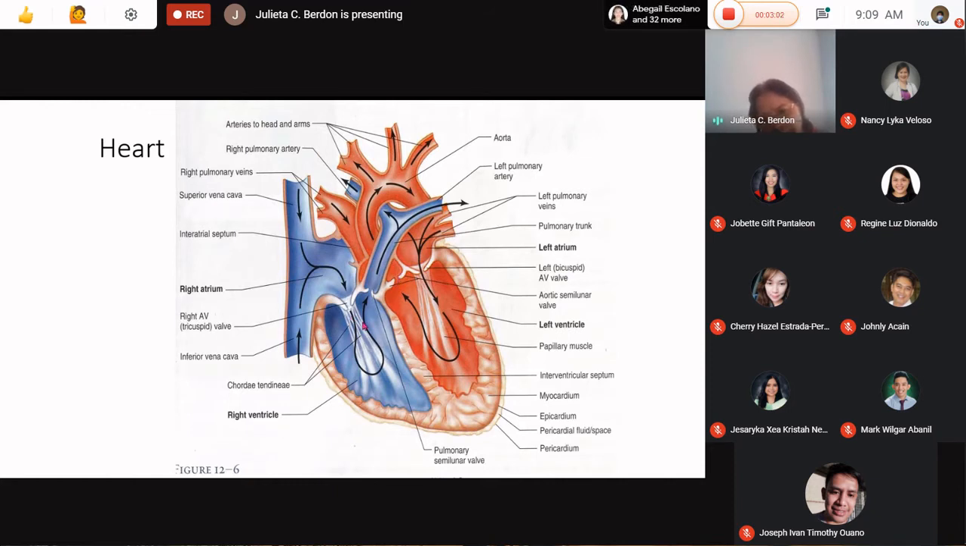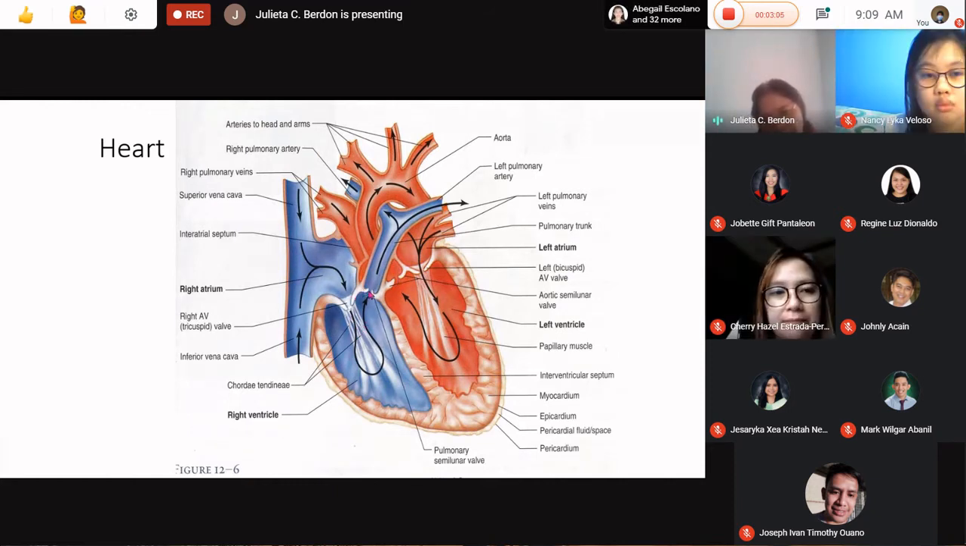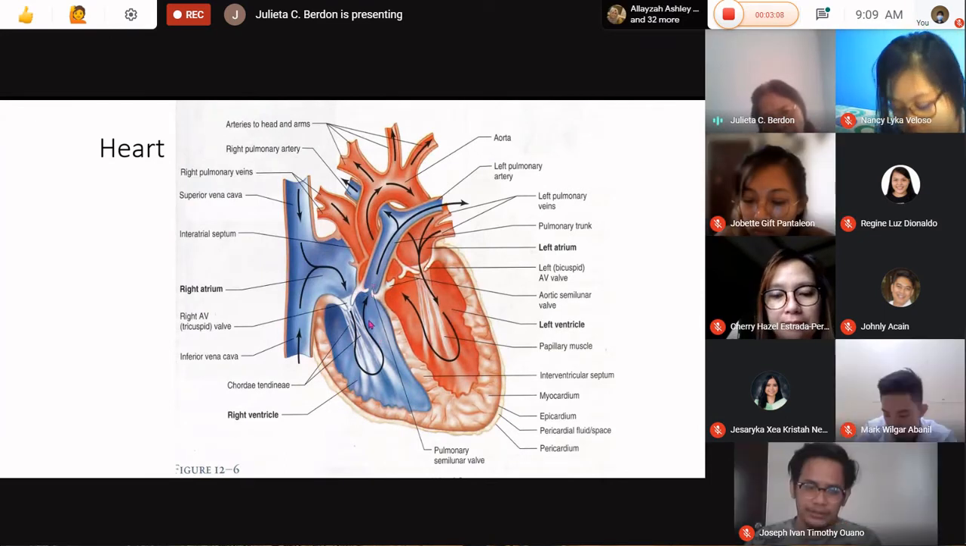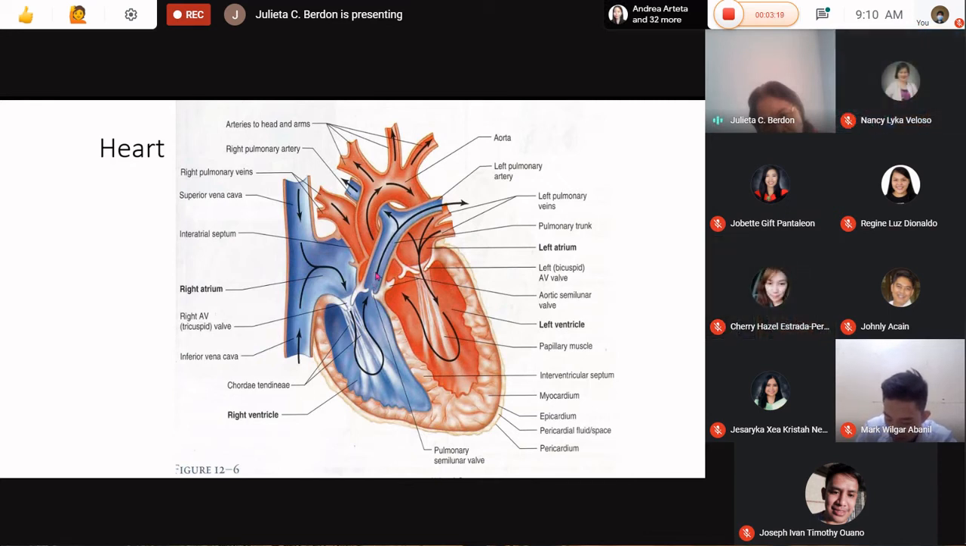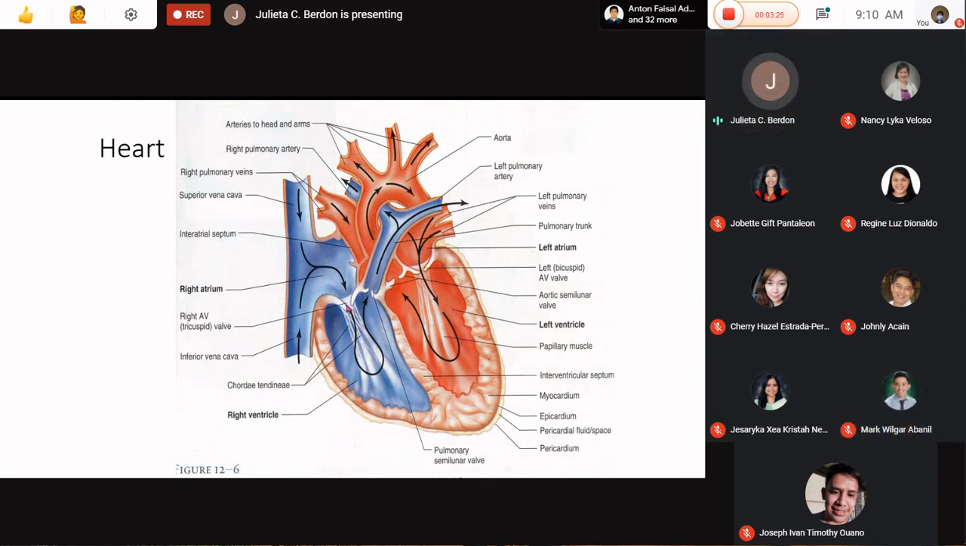The pulmonary valve will open if ventricular pressure is greater than pulmonary artery pressure. It will close if pulmonary artery pressure is greater than your right ventricular pressure. And then this tricuspid valve will close if ventricular pressure is greater than atrial pressure, and it will open if atrial pressure is greater than ventricular pressure. So that's important for our discussion for this morning.